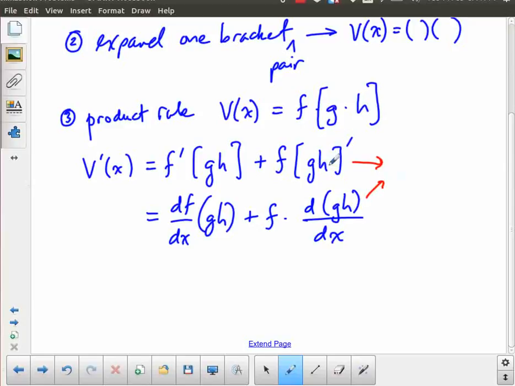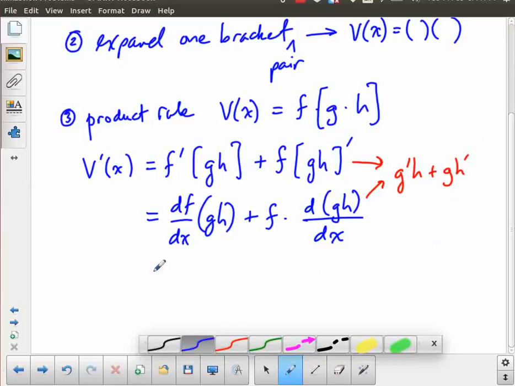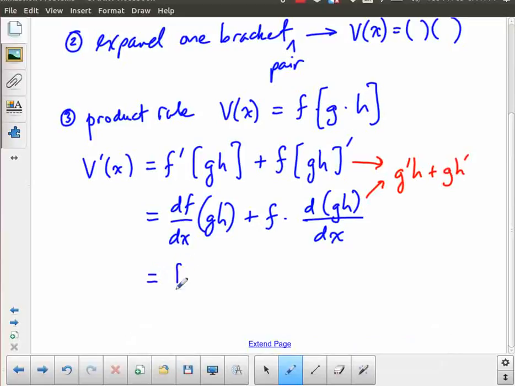Now the key here is, whether you're looking at it from here or here, what is the derivative of gh? Well, that's going to be the derivative of the first times the second plus the first times the derivative of the second. Oh, I wrote squared. I meant derivative. So that meant prime. And so if I put those together, I end up with f prime, which was right here, multiplied by g multiplied by h, plus f, but in this bracket I have to put g prime h plus gh prime.